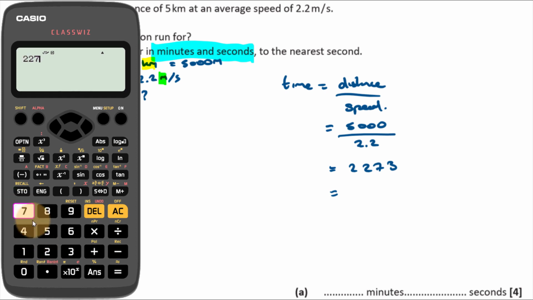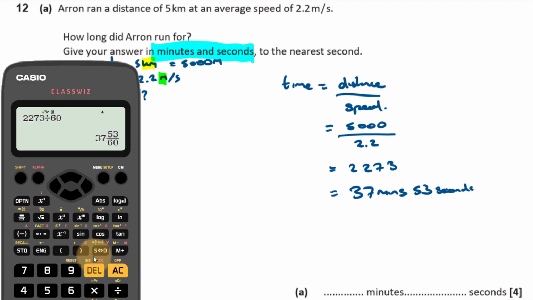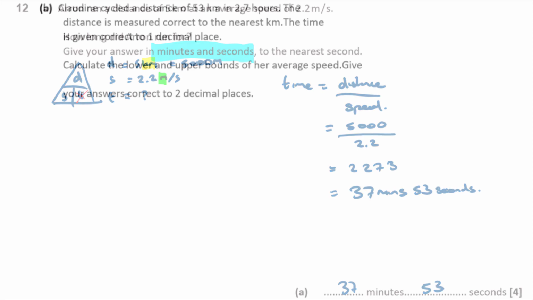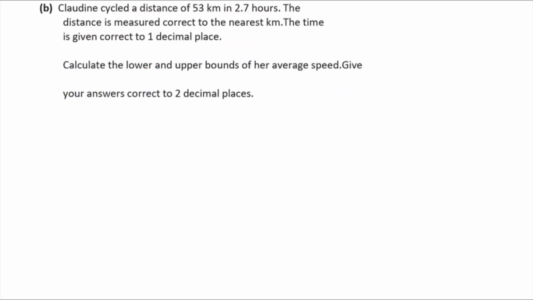2273 divided by 60. I'm actually going to put it as a mixed number. So press the shift and then the S to D. I can see that's 37 and 53/60ths, which is a bit handier to write down. So that's 37 minutes and 53 seconds. Okay. So 37:53.